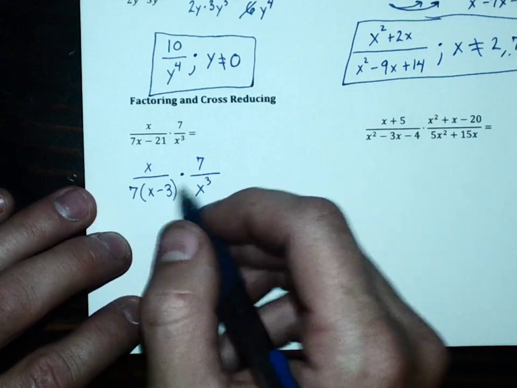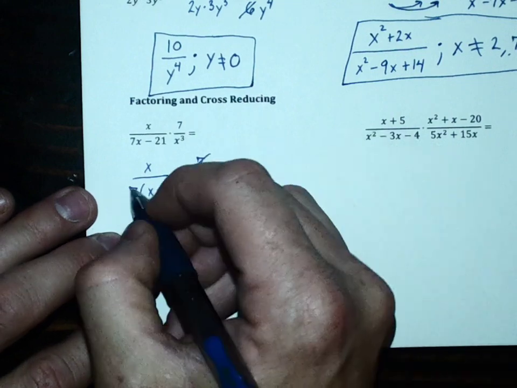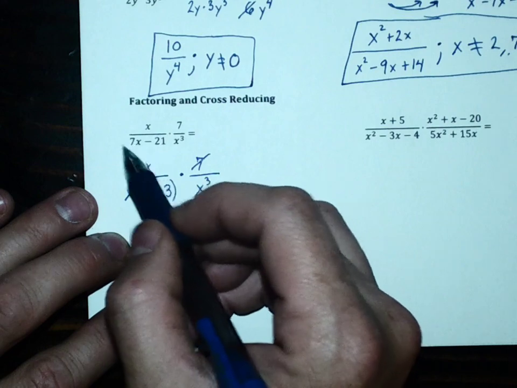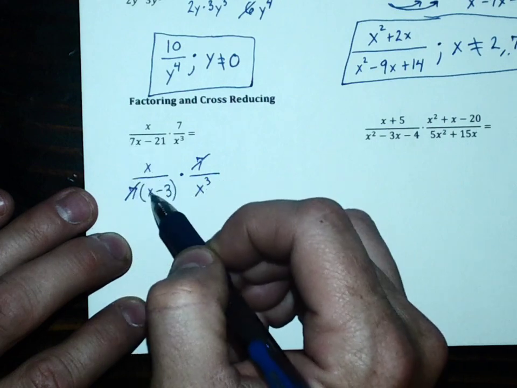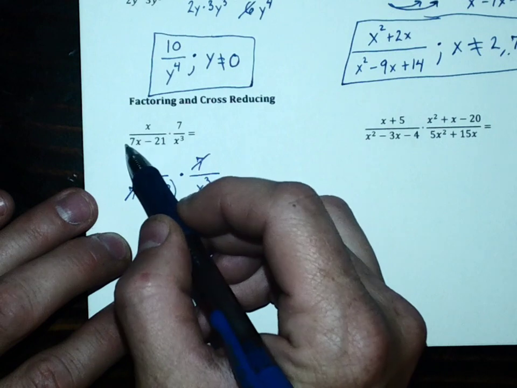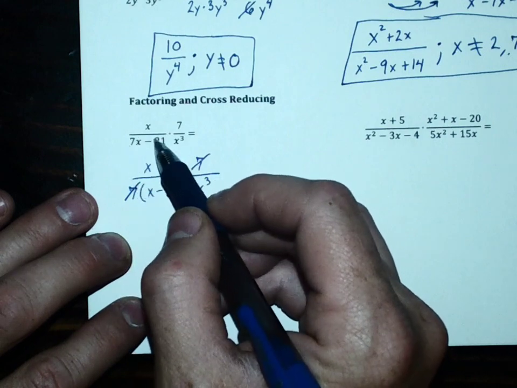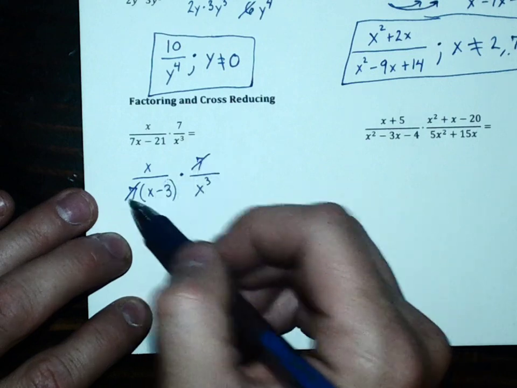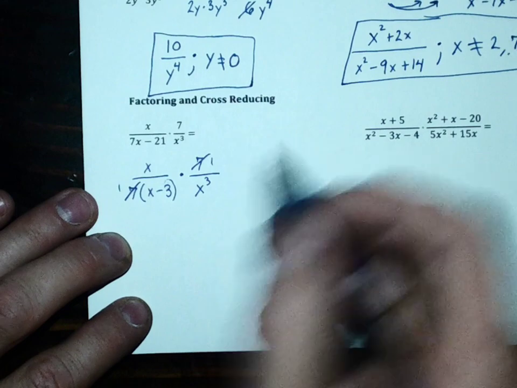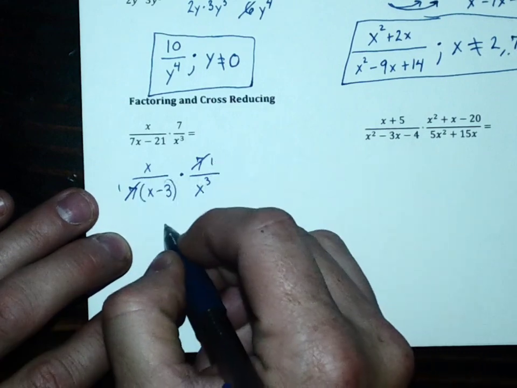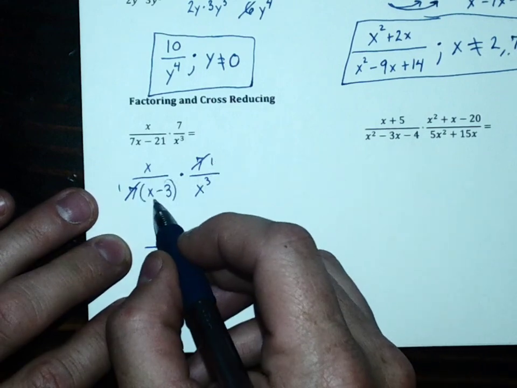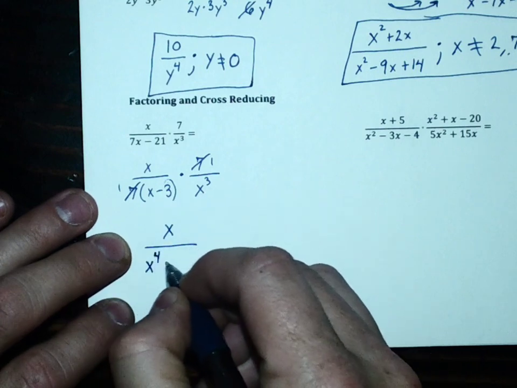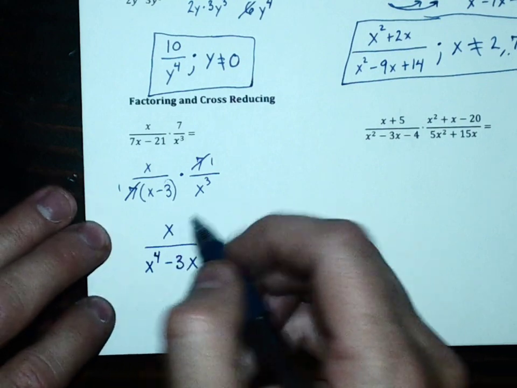And here's why this is helpful. This 7 can divide away with that 7. It couldn't divide away with the 7 here. It needs to be multiplied. You can't just take this 7 and that 7 away because that wouldn't do anything with this 21. The 21 must become a 3. So the 7s go away and they become 1s. X times 1 is x. And x minus 3 times x to the third becomes x to the fourth minus 3x.